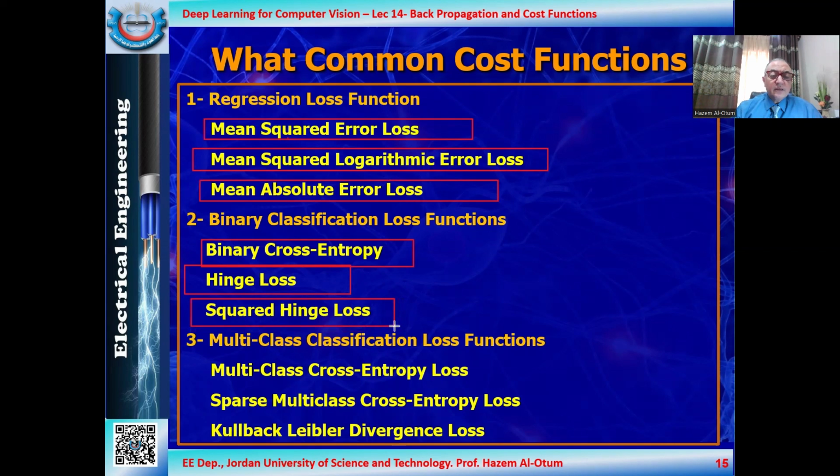In case of multi-class, we are going to use multi-class cross entropy, multi-class sparse cross entropy, and we may use the Kullback-Leibler divergence loss. We have other types of loss functions or cost functions that can be used. We'll talk about this later on in future lectures.